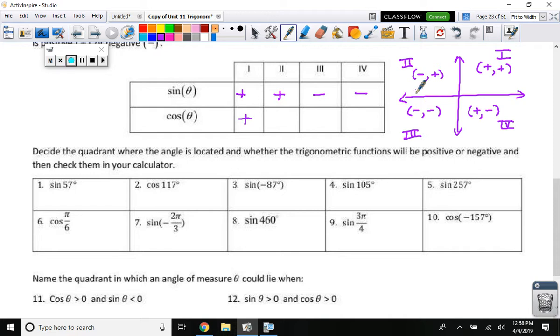You're going left in quadrant 2, so they would be negative. You're going left in quadrant 3, so they'd be negative, but you're going back to the right in quadrant 4, so all cosine answers would be positive in quadrant 4.